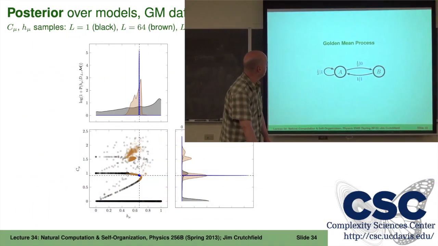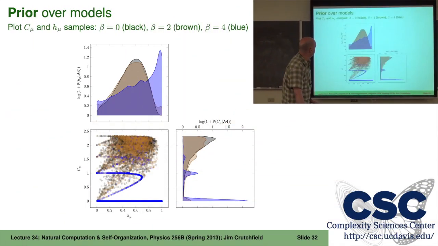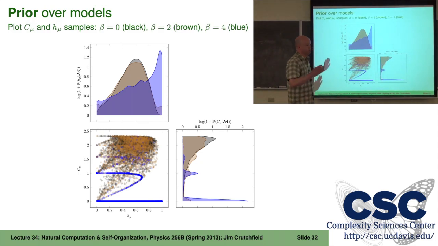So let's feed it golden mean process data with beta equals 4. So this is with beta equals 4, and maybe I'll just go back quickly. So what we're comparing with the prior looks like the blue thing here. So it's very strongly this here, and then a little bit of stuff up here, this blue pattern, and this blue pattern. So we're comparing that once we feed the data. This was just to give you a sense of how the prior changed with different beta values.